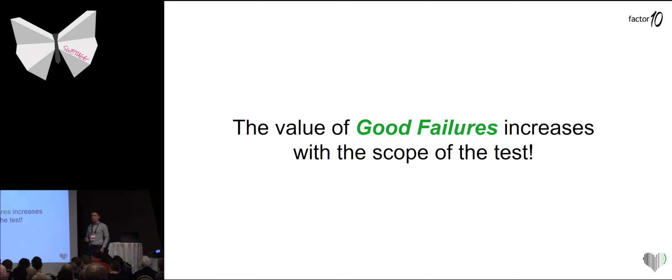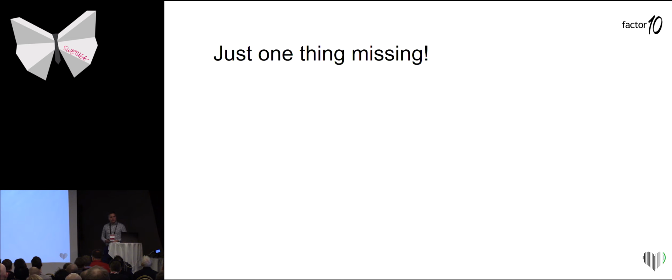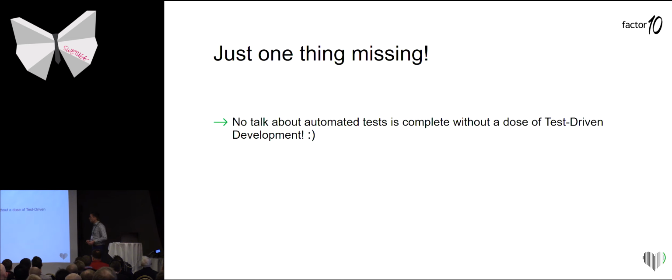Now, the value of good failures, of course, increases with the scope of the test. So as I hinted at before, if you have a really sharp, small unit test, as in the examples, it's pretty easy to figure out what went wrong. But if you have an integration test, UI test, then figuring out what goes wrong can be pretty hard and take a long time. There's one thing I haven't mentioned. I've talked about automated tests, and I haven't mentioned test-driven development once. No, it's a scandal. We need to talk about test-driven development.